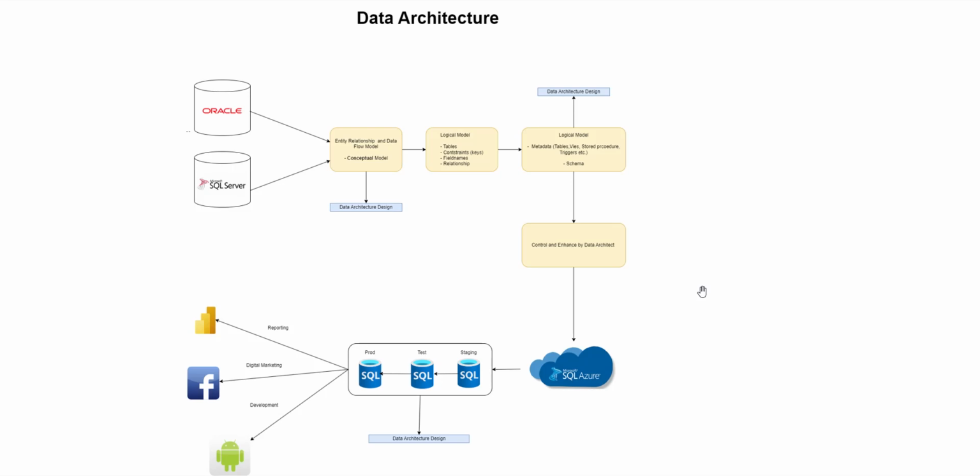The first one is the conceptual model, which includes the entity relationship and data flow diagram, the data flow model. These are the entity relationship or ER diagram and the data flow diagram. This is the process flow conceptual model of the current system and also the existing proposed system.